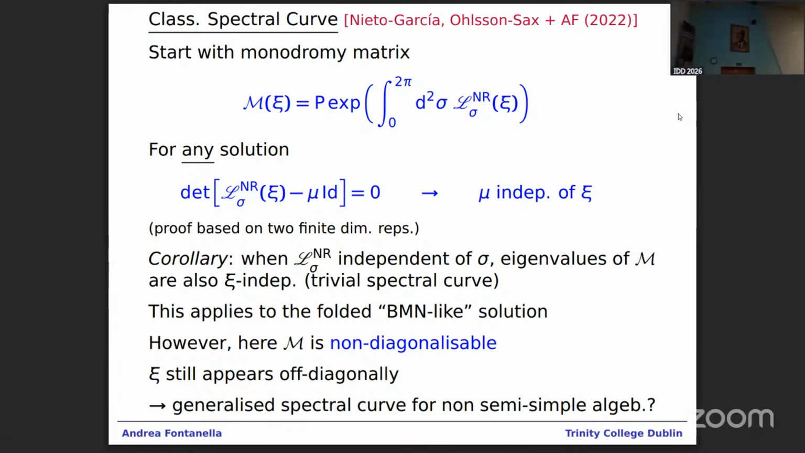This condition that the Lax pair is independent of sigma applies to the folded BMN-like vacuum. In that case you have a monodromy where, on the diagonal, there is no dependence on the spectral parameter. However, the spectral parameter comes up off the diagonal, because this monodromy turns out to be non-diagonalizable. That's because we are dealing with a non-semi-simple algebra, and the Cartan generators are non-diagonalizable, so they can produce terms that are off the diagonal in terms of the spectral parameter. The question that we still have, and I think it is still an open question, is how you can define a generalized spectral curve that works for those non-semi-simple Lie algebras. That would apply indeed for this business.